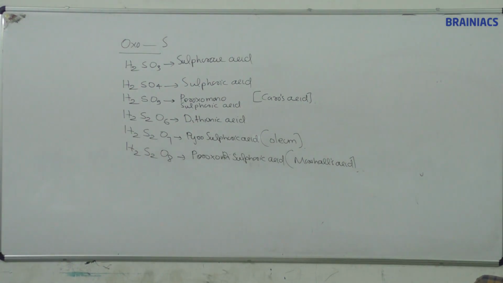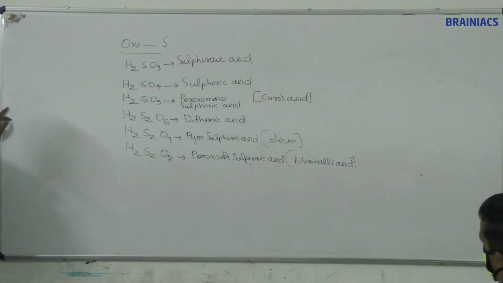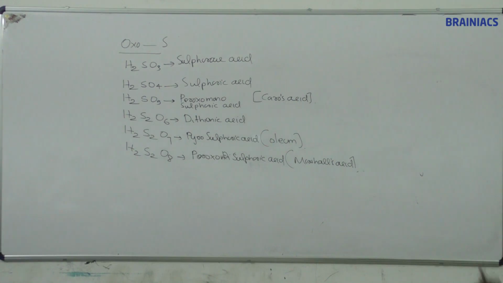Pyrosulfuric, peroxodisulfuric, dithionic, peroxomonosulfuric, sulfuric acid, sulfurous acid. So these are the oxo acids of sulfur.